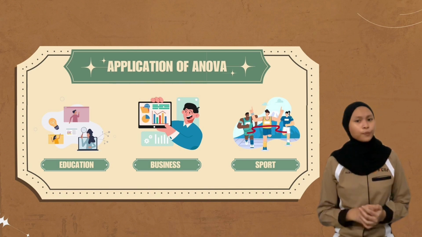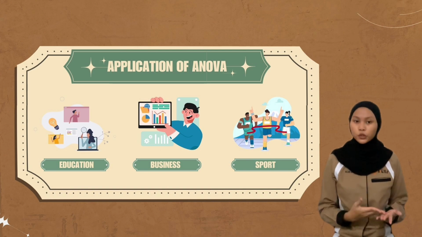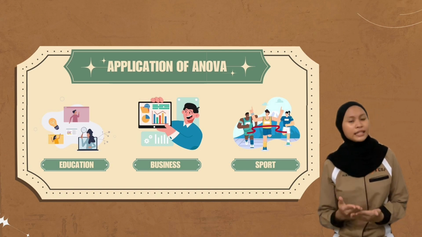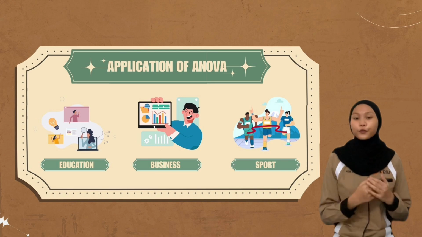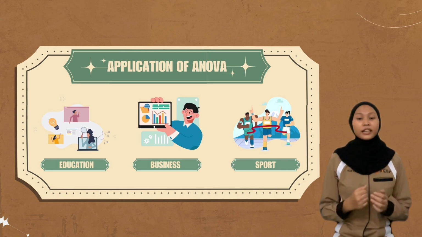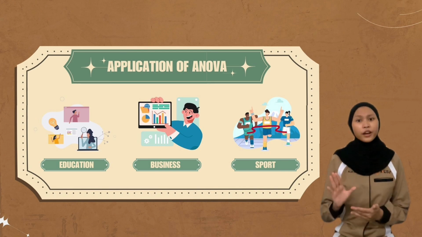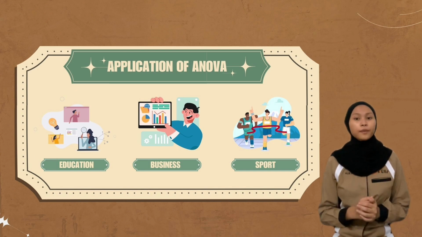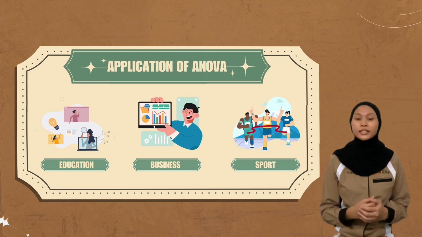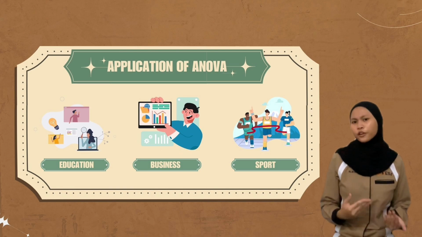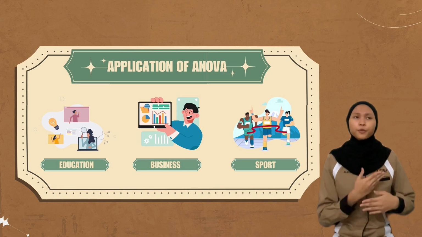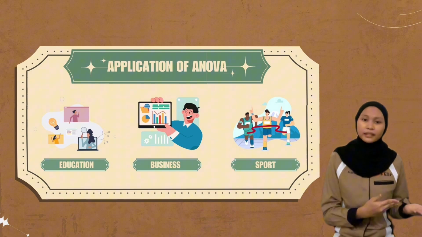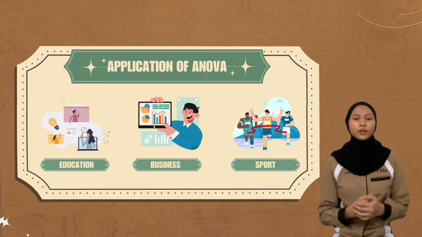Next, in the sport industry, ANOVA is used to analyze data from athletes in order to improve their performance. This data can be used to identify areas where athletes need to improve and design training programs that will help them improve in those areas. ANOVA can also be used to compare the performance of different athletes and identify trends in performance over time.